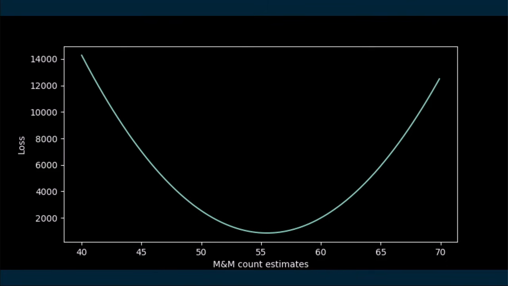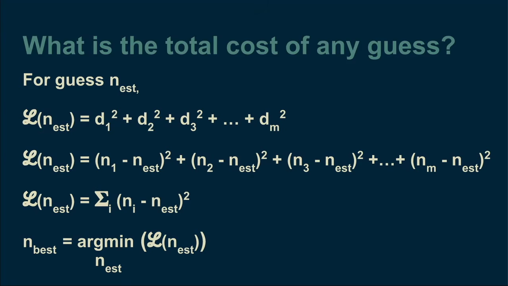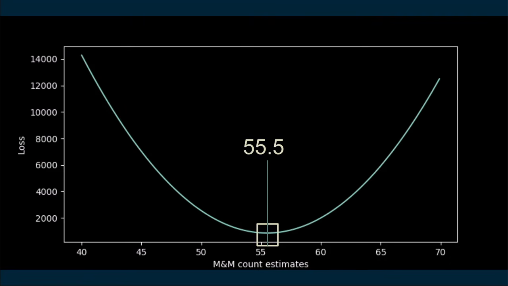Because we have computers, you can write a little bit of code and you can do exhaustive exploration. I can say, if I guess anything between 40 and 70, how wrong would I be with this data? And you can plot it, and visually we can look at this and say, hey, look, there's the lowest value. And we can ask, what is the value of the guess that gives me the lowest loss? That's what that notation means right there. And this best guess is just about 55.5 M&Ms.